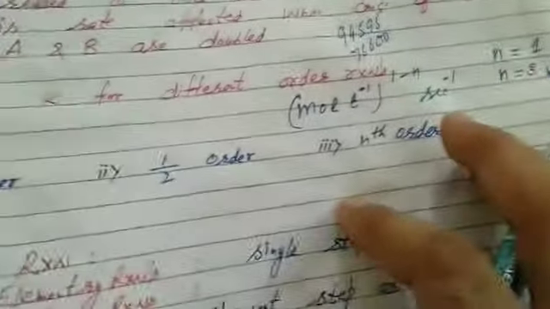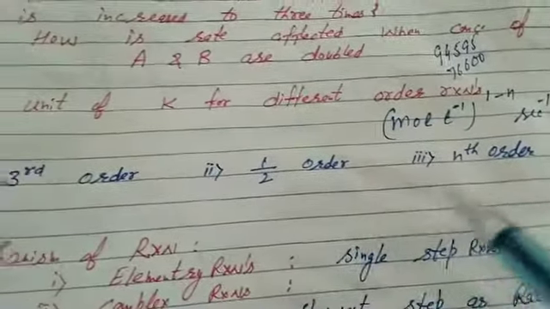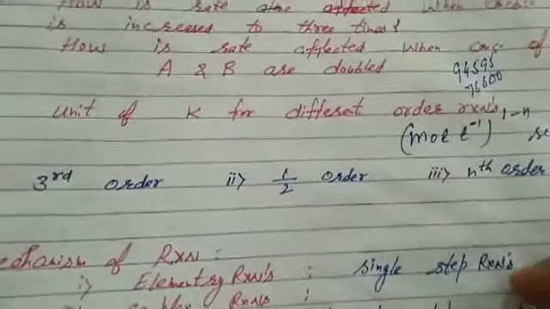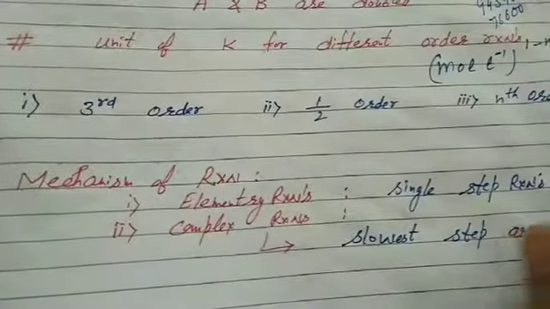In the same way, please try yourself. Give units of k for third order, half order and nth order. Again for your assignment. After this, students, our today's topic is mechanism of reaction.